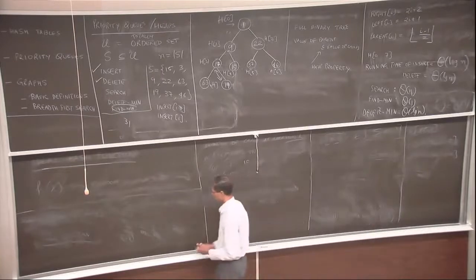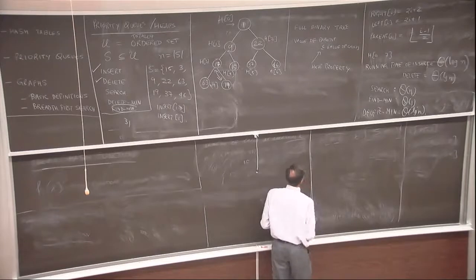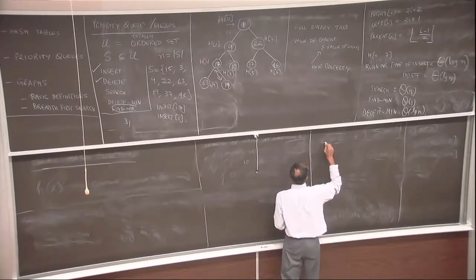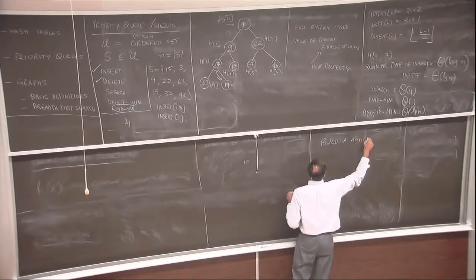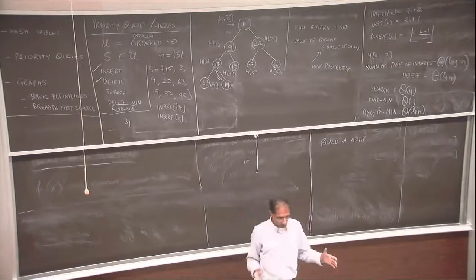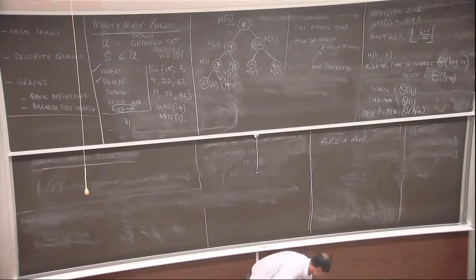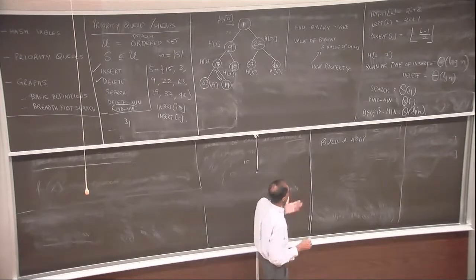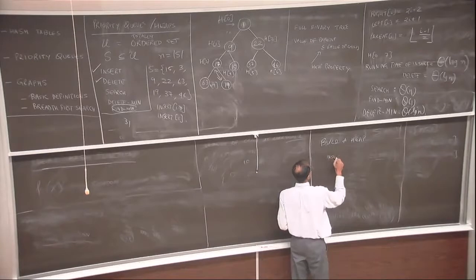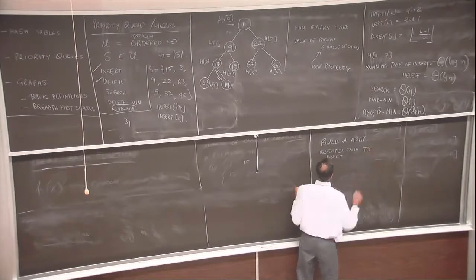So let me write down here. How do you build a heap? If you have a set S that you started off with, just like in a hash table, if I want to store them in a hash table, I could just keep inserting the elements into the hash table. Similarly here, I could just keep inserting. Repeated calls to insert. That's one option.